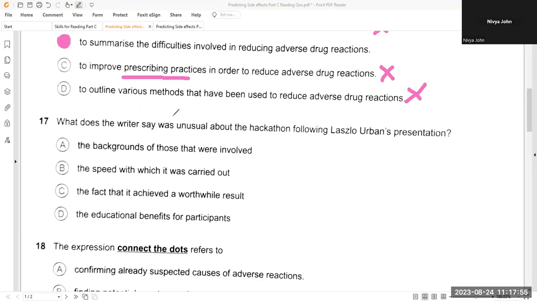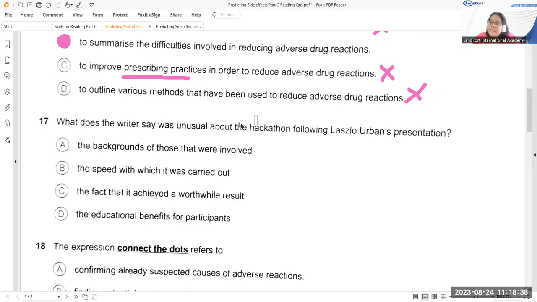What does the writer say was unusual about the hackathon following Laszlo Urban's presentation? What does the writer say was unusual about hackathon? Hackathon, we have heard marathon, right? Marathon is when too many people come together and do a running race. But hackathon, you've heard of the phrase computer hacking, right? That's a process where they use software to hack into or to understand things related to software. So when many people who know about computers come together, they try to accomplish something related to computers. That's what we call a hackathon.